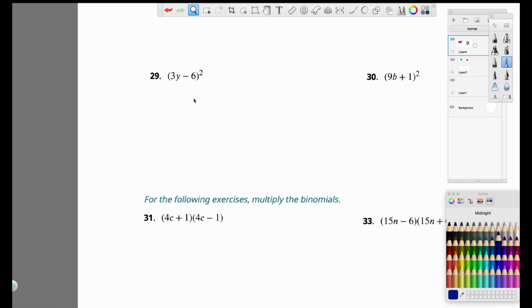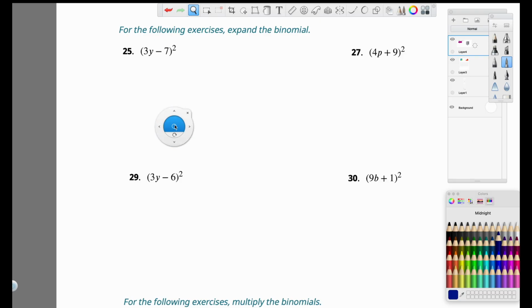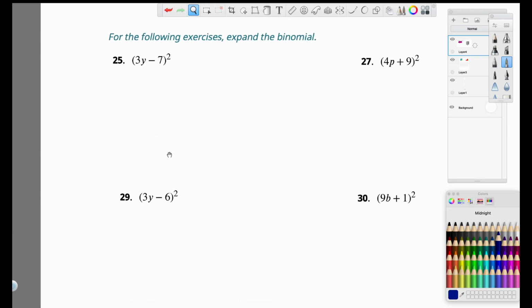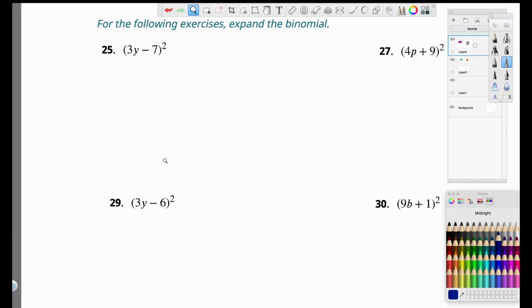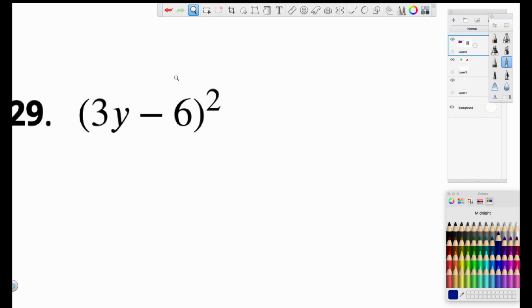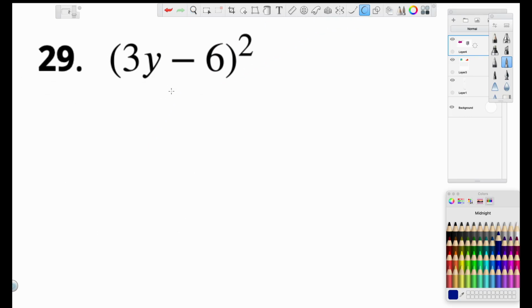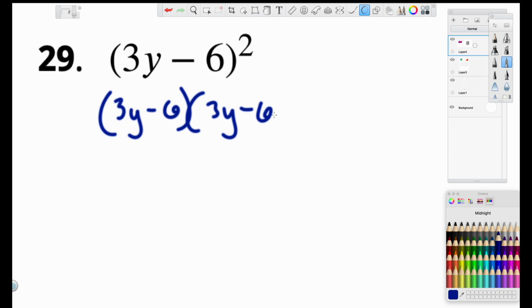We're taking a look at 1.4 polynomials, and I want to take a look at expanding the binomial. And we have a perfect square binomial here, bi meaning two. We have two terms here in this quantity, and we're going to square it. So we could just write 3y minus 6 and expand it this way and do our FOIL. Okay, first, outer, inner, last.